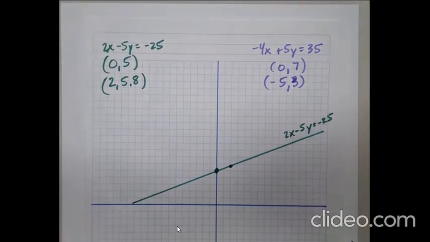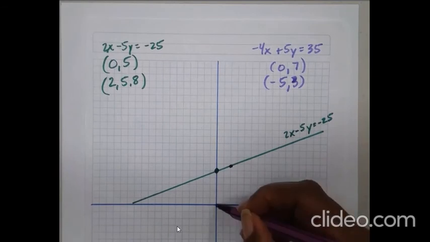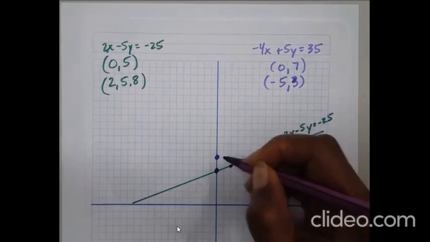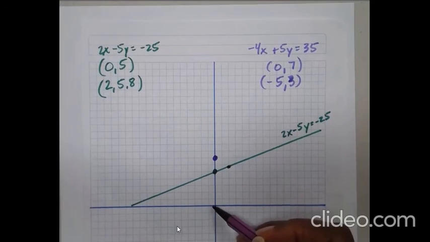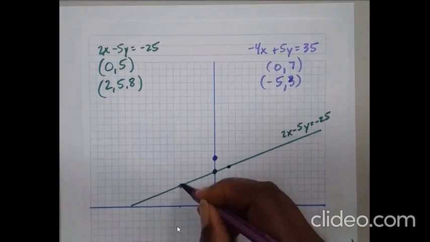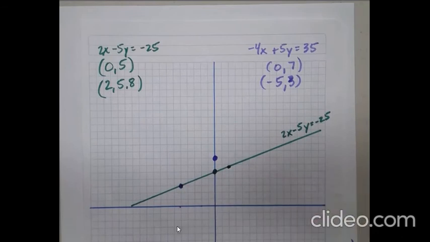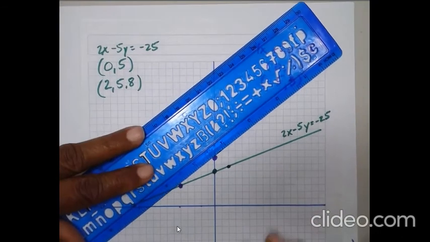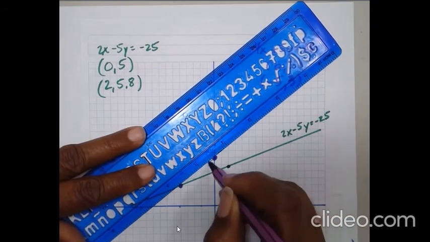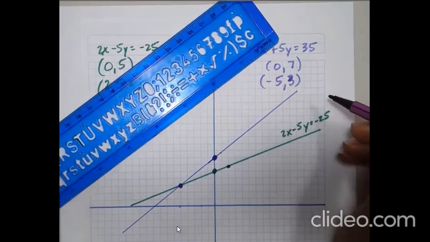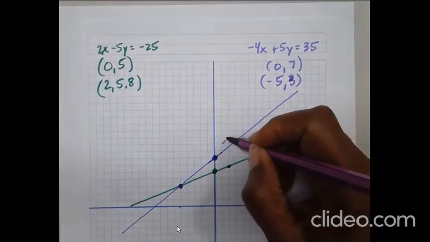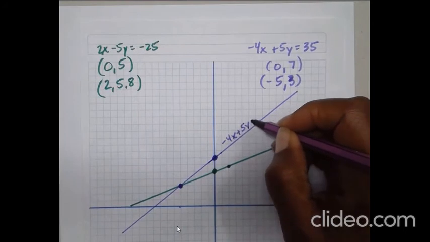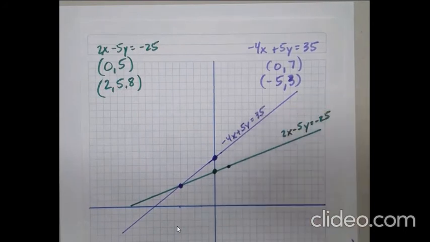Then we have our other line. We've got 2 points there that we can graph. We've got 0, 7. 0 and 7 is up here. And we've got -5, 3, -2, 4, 5, and 3. Oh, looks like we might have come across what crosses the line. Let's draw us a line between these 2 points. This graph is the -4x plus 5y equals 35 graph.